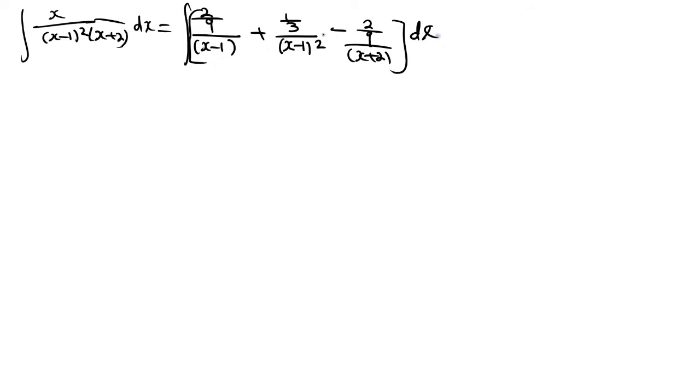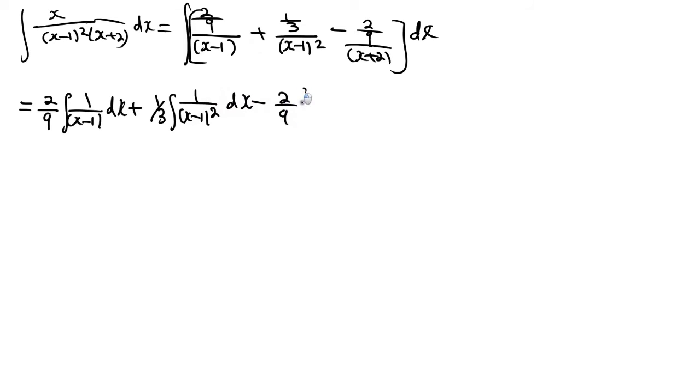Okay, now solve it separately. You can write it as 2 by 9 into integration of 1 by x minus 1 into dx, plus 1 by 3 into integration of 1 by (x minus 1) whole square into dx, minus 2 by 9 into integration of 1 by x plus 2 into dx.